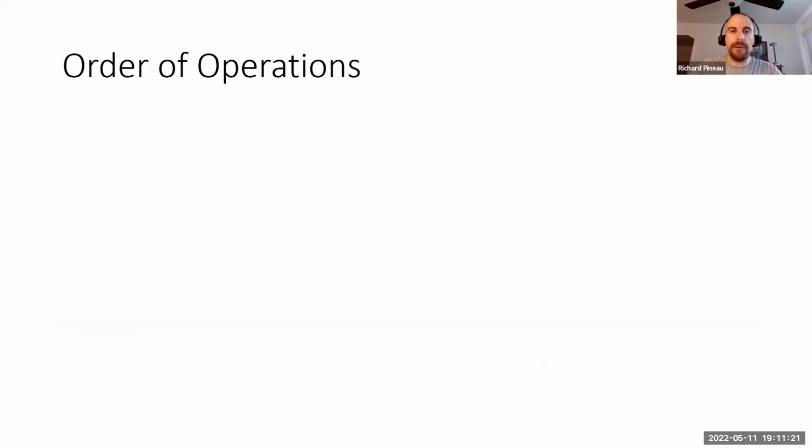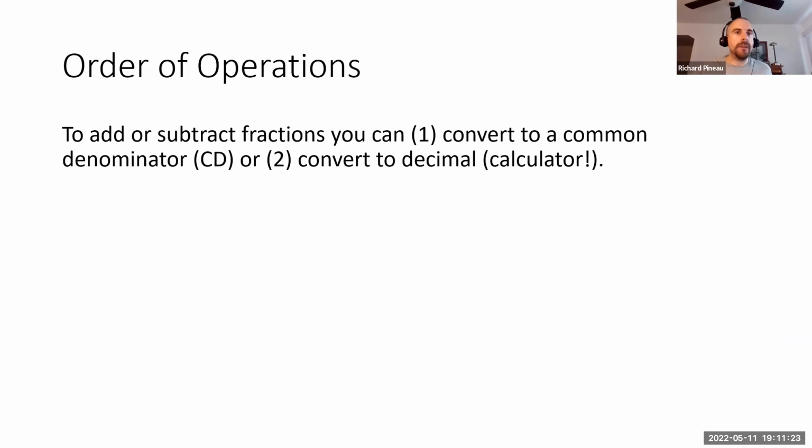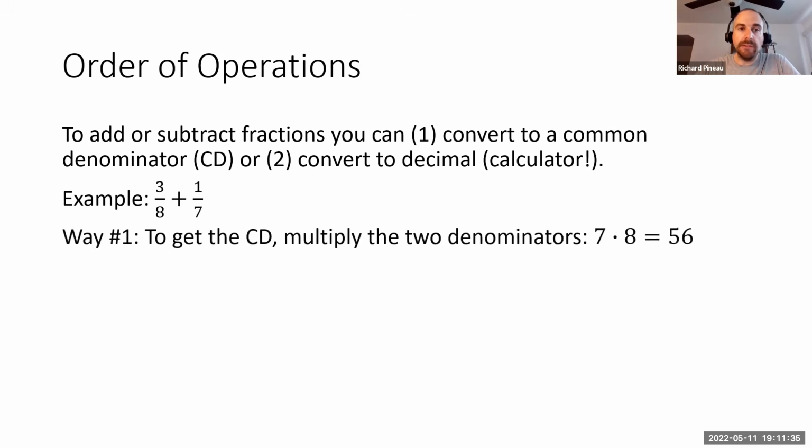Okay, with all that out of the way, let's do some examples. To add or subtract fractions, you can do this in two ways. Number one, convert to a common denominator, or CD, or convert to a decimal and use your calculator for that. So here's an example, 3/8 plus 1/7. Way number one, get the CD, multiply the two denominators together. 7 times 8 is 56.